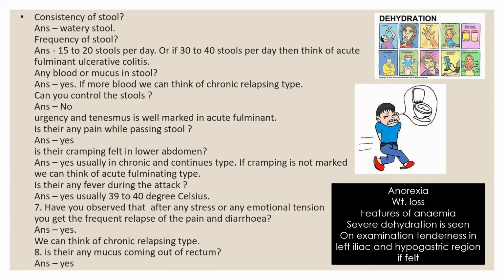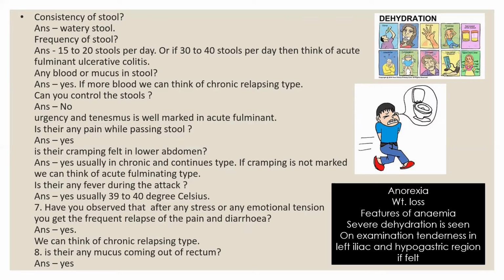Any blood or mucus in stool? Yes. If more blood, we can think of chronic relapsing type. Can you control the stools? No. Urgency and tenesmus is well marked in acute fulminant. Is there any pain while passing stool? Yes. Is there cramping felt in lower abdomen? Yes, usually in chronic and continuous type. If cramping is not marked, we can think of acute fulminating type.